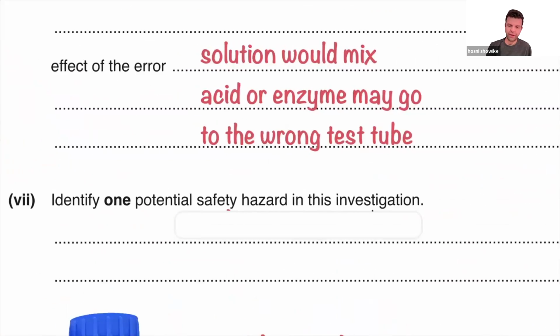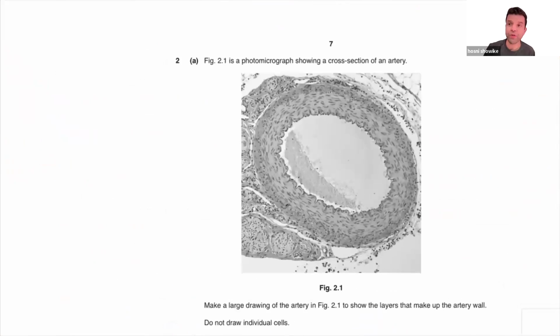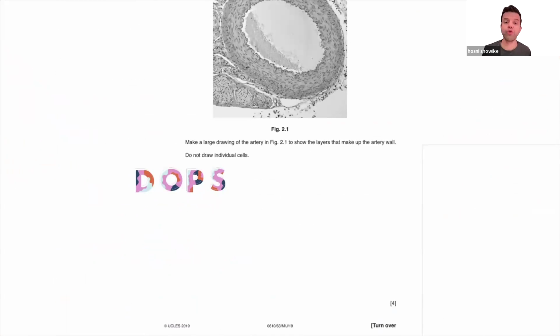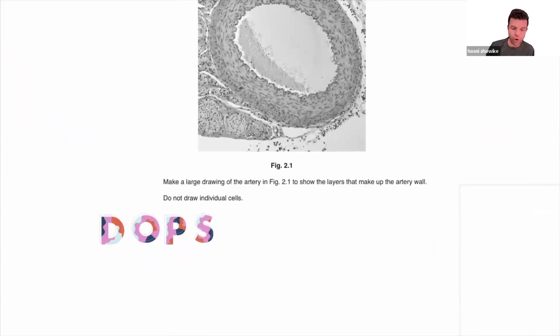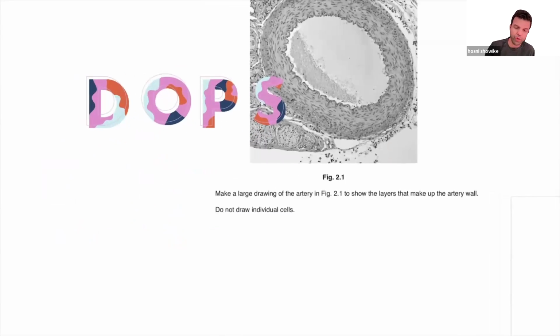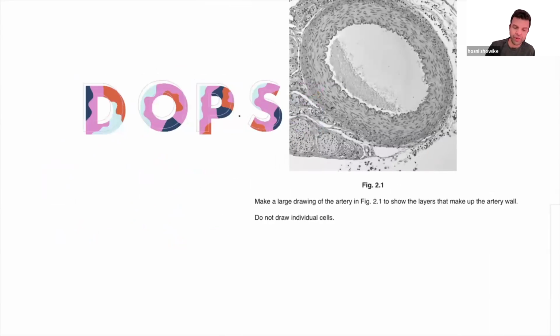So that's what I'm going to say here, okay? Moving to the second question, they gave you an artery, and they wanted you to draw that artery. And as always, when you are to draw whatever, you need to mind those 4 marks, which are, first, detail.